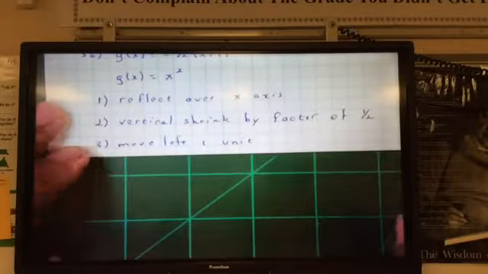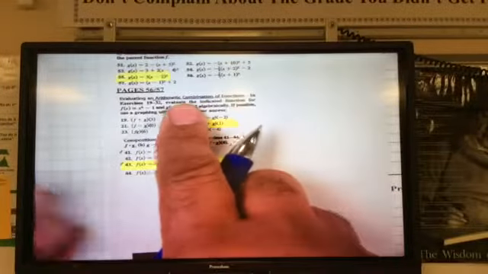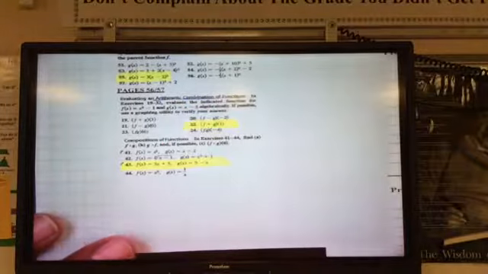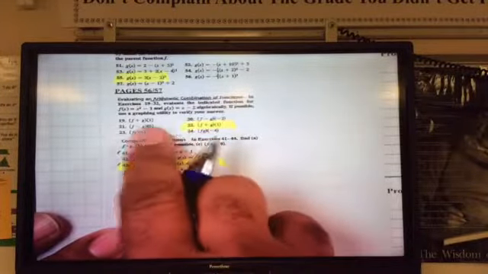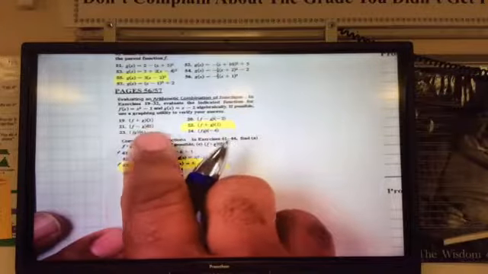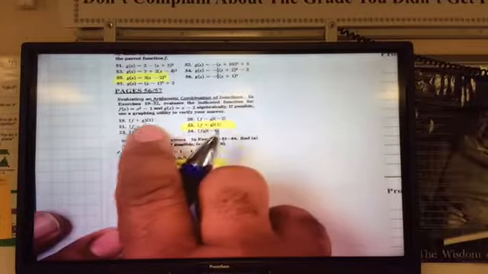Okay. Now that takes care of the transformations. In the next section, we're talking about arithmetic combinations of functions. And so for these, we're going to be given a number. And whatever number we get, we're going to plug that same number into each function. And when we get the results of that, in this case, we're going to add it together. So let's do number 19.